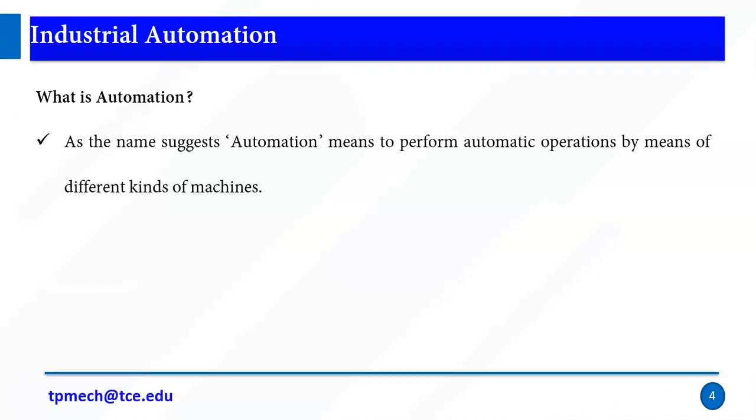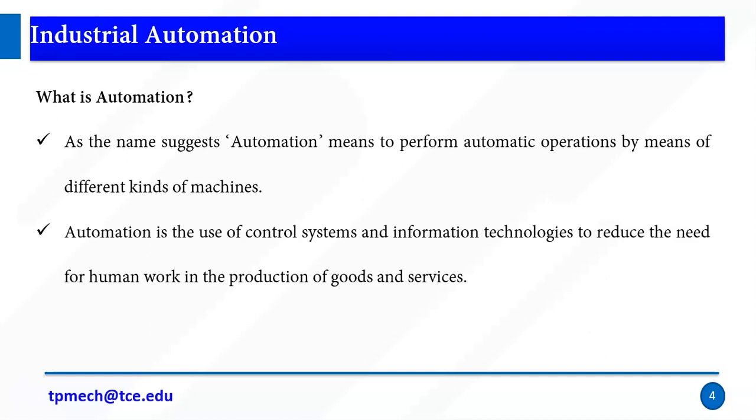So what is automation? As the name suggests, automation means to perform automatic operations by means of different kinds of machines. Automation is like a task, and we are going to perform that task by means of different kinds of machines. Simply, we can say less effort of human. If we reduce human intervention and do the task, then we say it's automation.